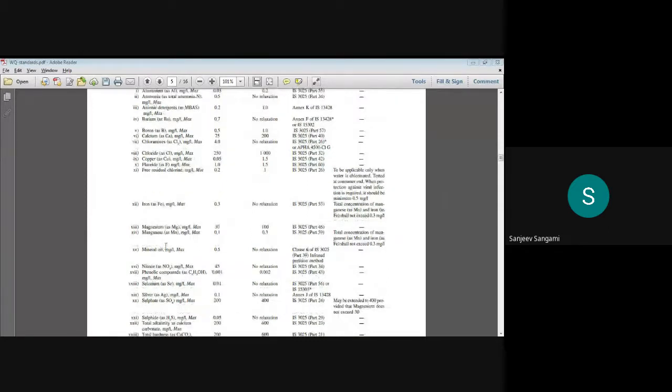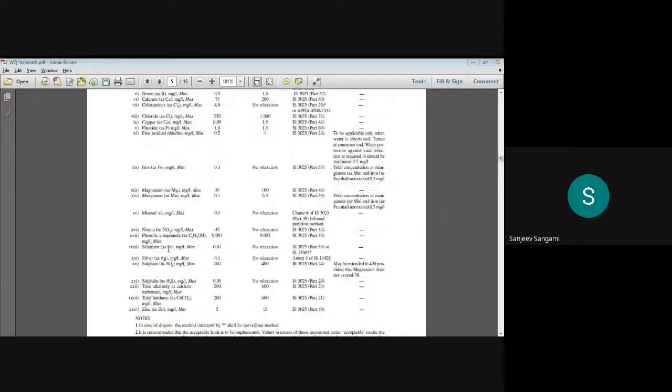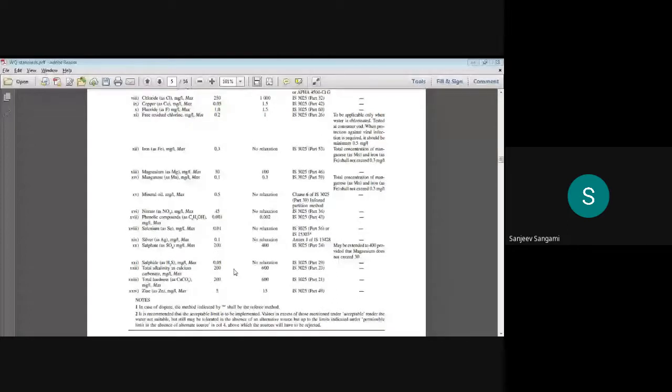Okay, the mineral oil, then nitrate, phenolic compounds, selenium. Then silver, which we require in our body, but it is 0.01. Sulfur, that is sulfate, SO4, and as a sulfide, H2S. Normally you get hydrogen sulfide in sewer pipelines. This H2S gas is released in the sewer pipes. One more very important type of corrosion, ground corrosion, happens related to this H2S only. We'll discuss that later.